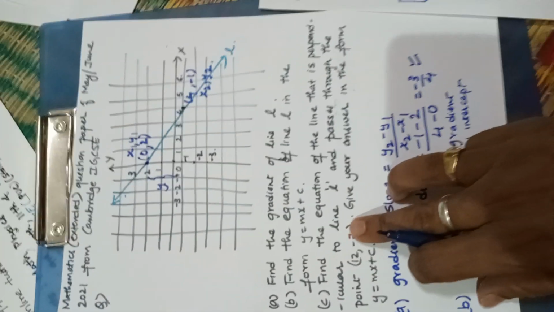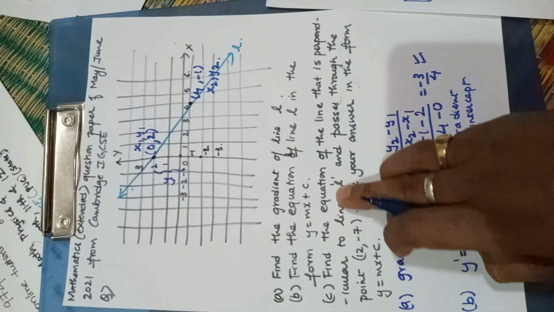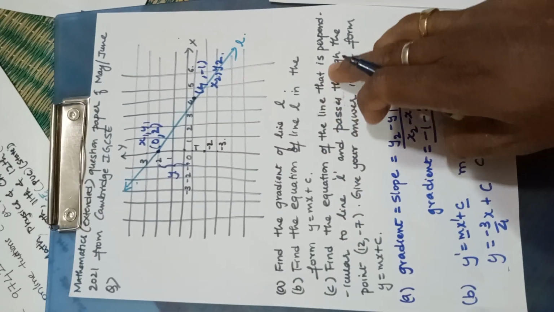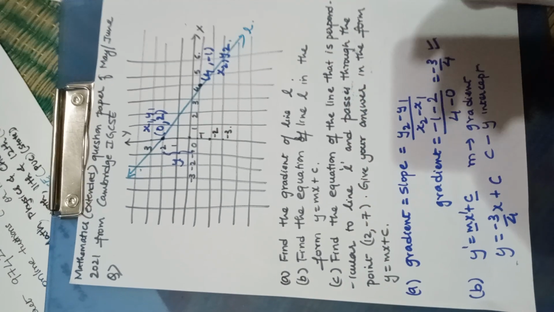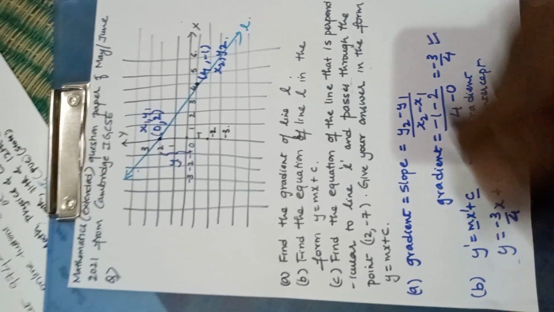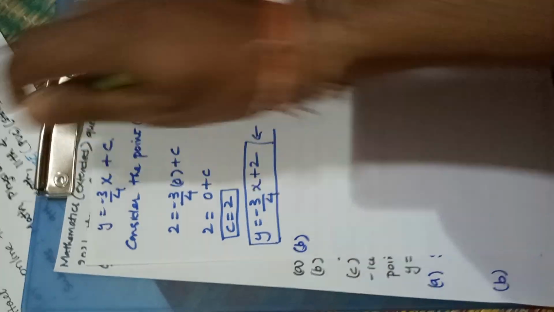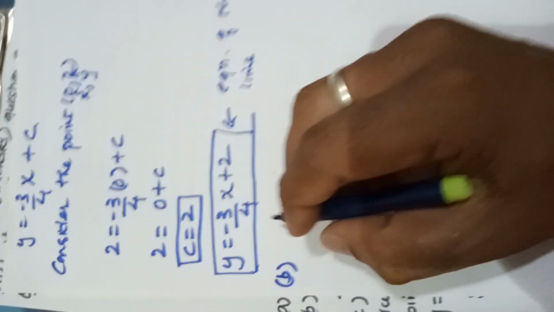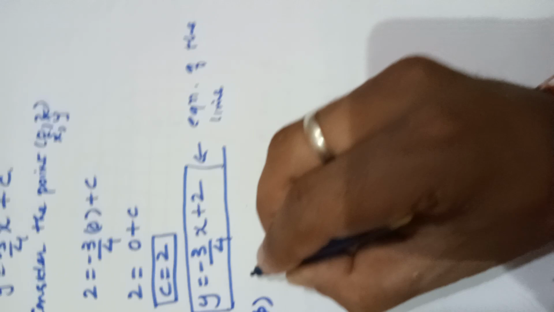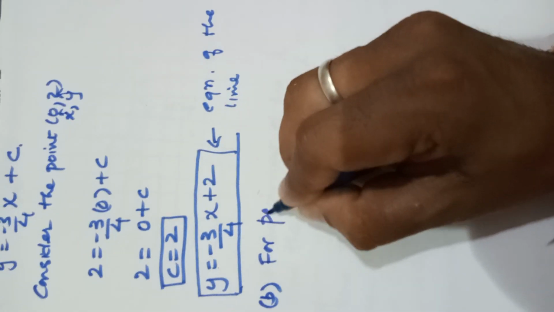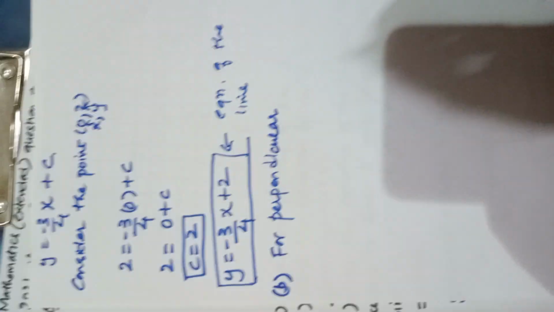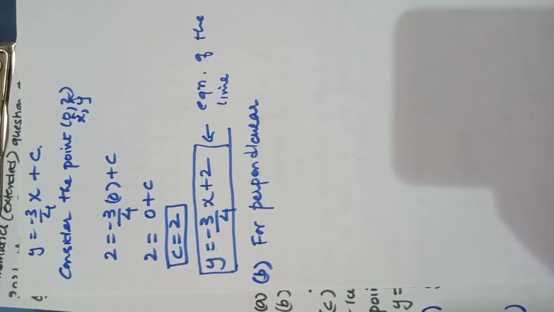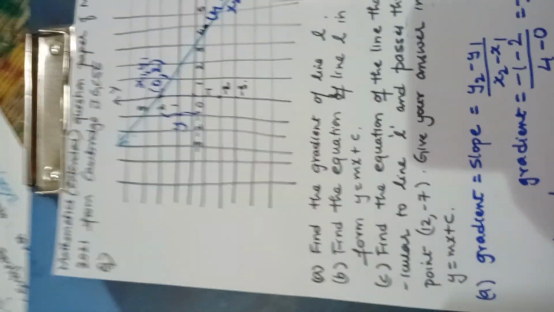Now let's see what question C is here. In question C, we need to find the equation of the line that is perpendicular to line L and passes through the point (12, -7). Give your answer in the form y is equal to mx plus c. So now, I hope you all have understood the question. We need to find the equation of a line in the form y is equal to mx plus c, which is perpendicular to this line L.